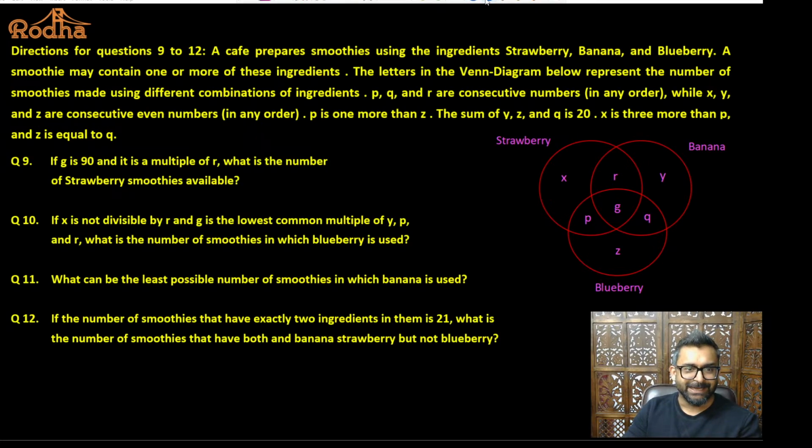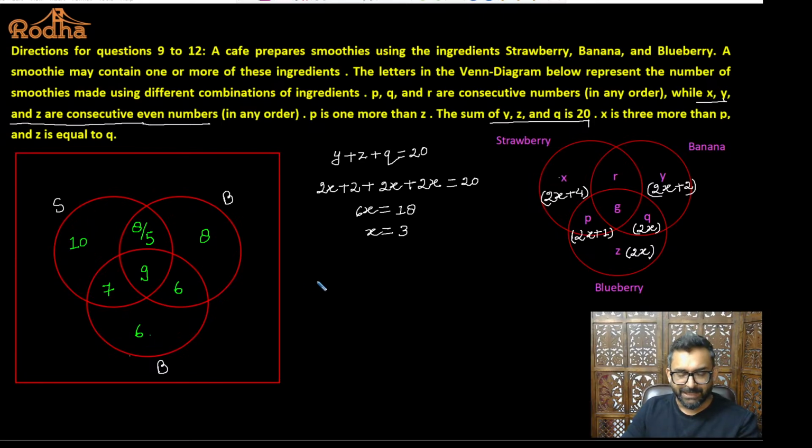If G is 90 and G is a multiple of R, then 90 is a multiple of which of these? Of 8 or of 9? 90 is a multiple of 8 or, sorry, 8 or 5. I'm sorry, G is a multiple of R. G is 90 and G is a multiple of R. R means this. So what value can R take? R cannot be 8. Okay, what should R be? It should be 5 for this particular question.